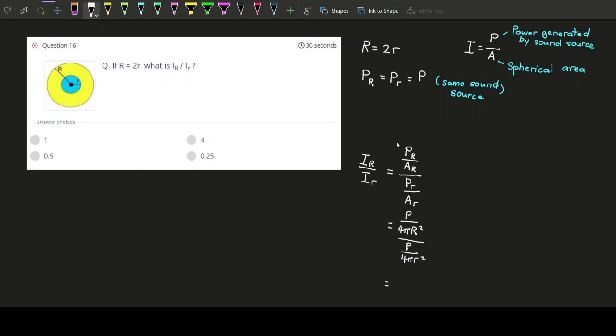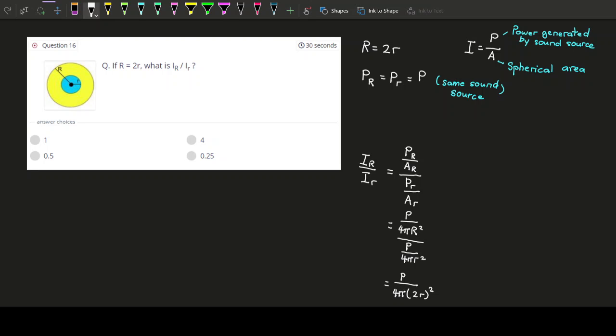Now if we continue, we can flip things up a bit. P over 4 pi (2r) squared, because it's written here that capital R is equal to 2 small r. So now it's a matter of bringing these things together.